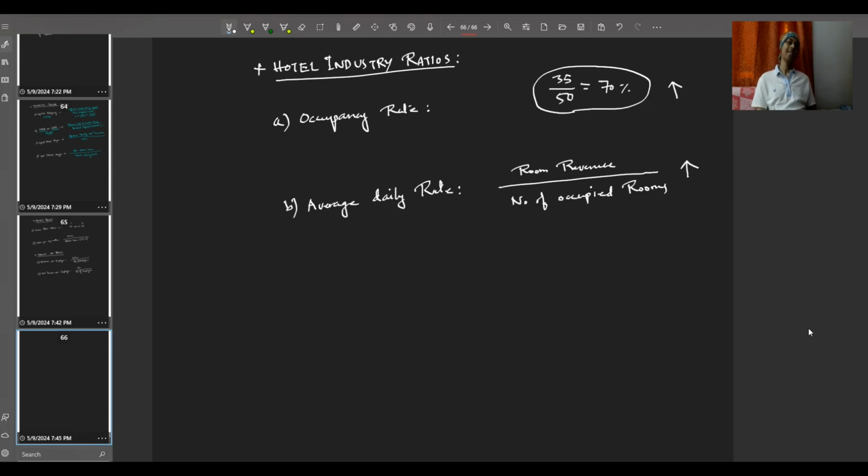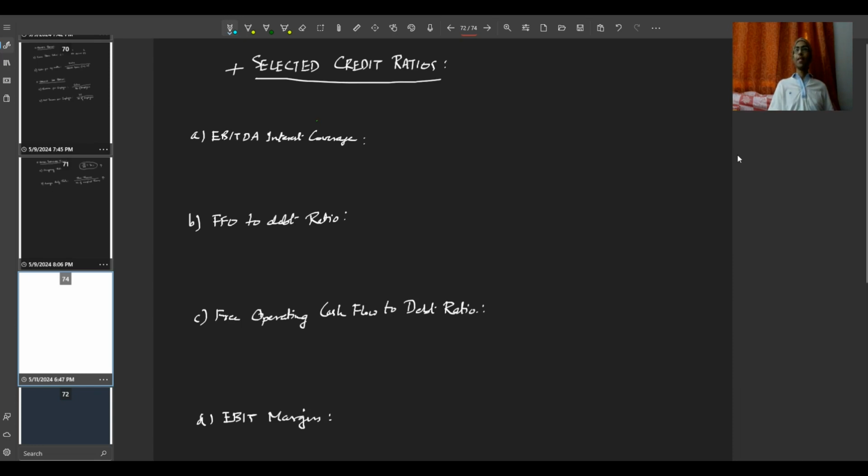Next we'll move into credit analysis and credit related ratios. Credit ratios, selected credit ratios. Now friends, before we get into the credit ratios and their definitions, let us first understand what is credit risk, what is credit analysis, and what is credit scoring. So friends, credit risk is the risk that some person or some entity or some company which has taken up debt will not be able to repay it. This is what credit risk is.